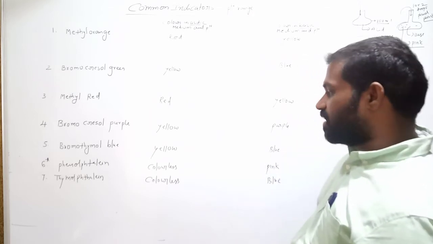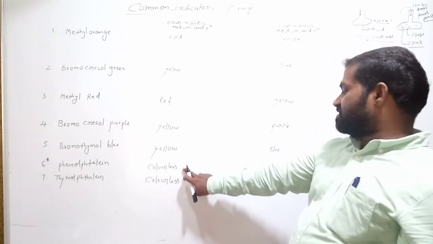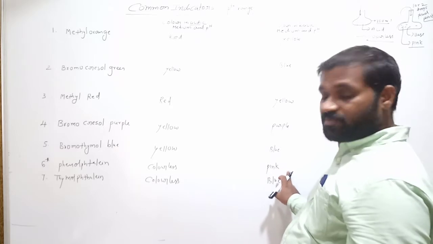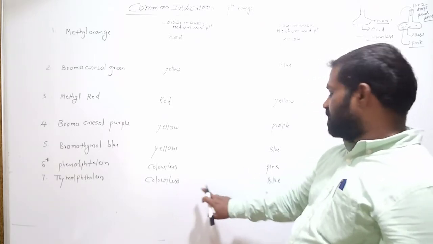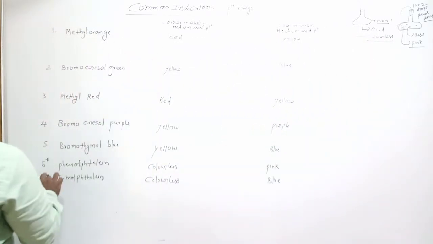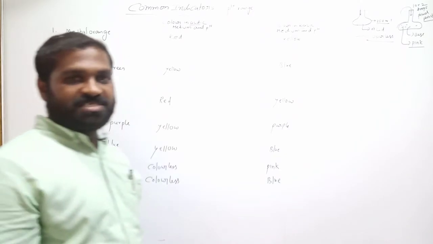So phenolphthalein is clearly colorless in acidic medium, and it shows pink color in basic medium. Thymolphthalein is clearly colorless in acidic medium, and it is blue in basic medium. Remember these two also, very, very important. Colorless, specific.